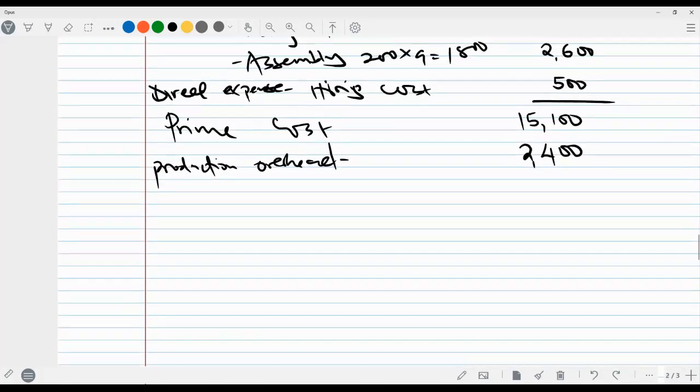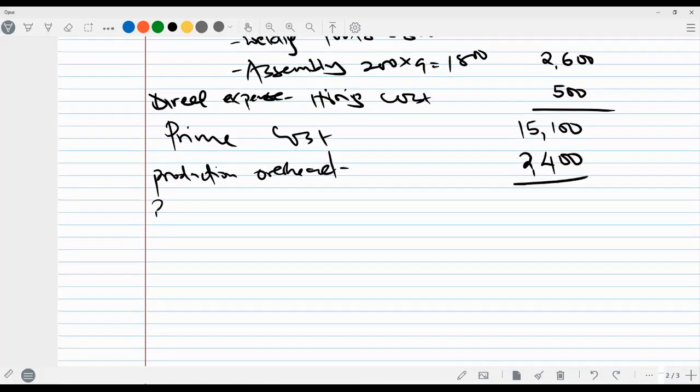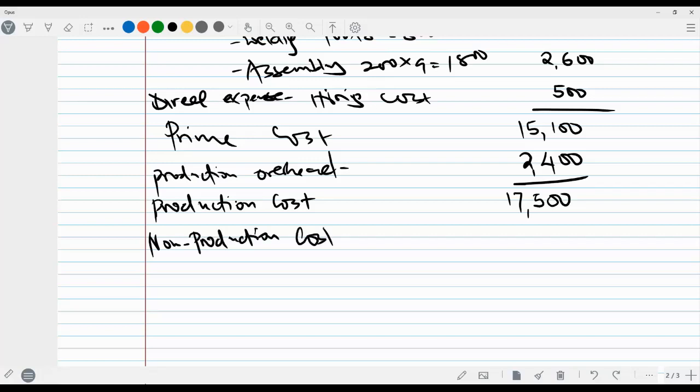To get the total production cost, we got how much? The total production cost. What do you get? 2,500, I suppose. Therefore the total production cost we got is 17,500. Then we have non-production costs, which I think we have been told: the selling and distribution and the admin costs are 20% of production cost. Therefore, non-production cost is equal to 20% of 17,500, which is how much?